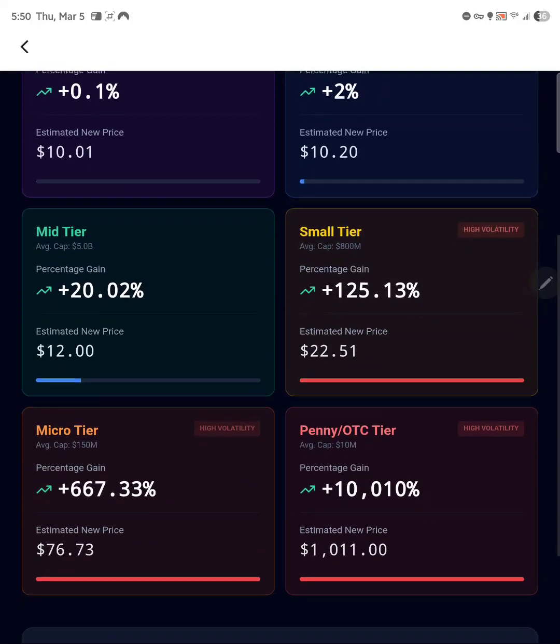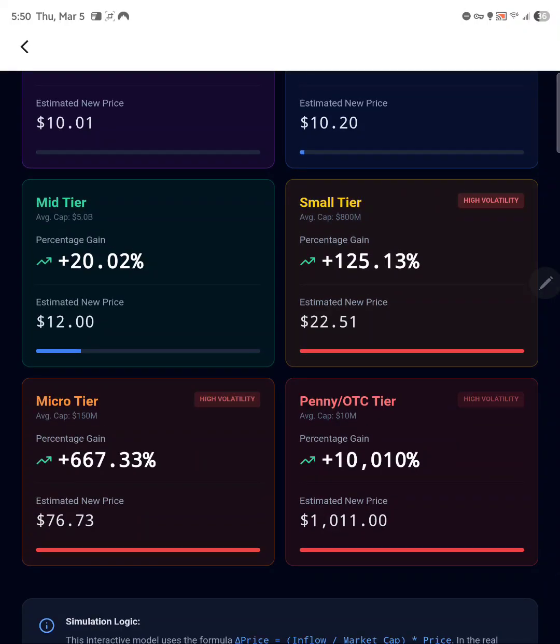Now let's say microcap, a company that was initially worth only $150 million. Let's say that company gets $1 billion of inflow. The stock price is gonna go from $10 to $76.73 right here, which is a 667% gain.